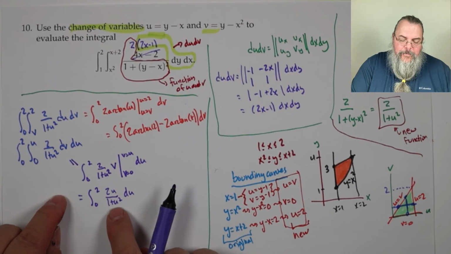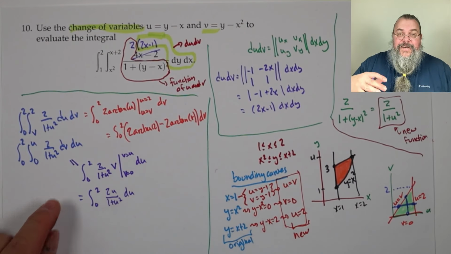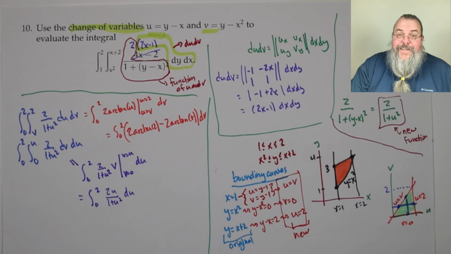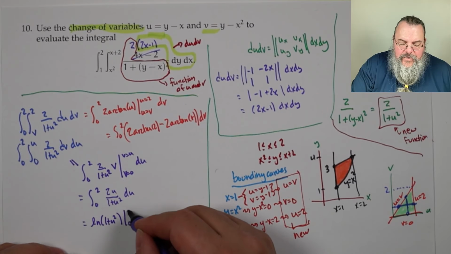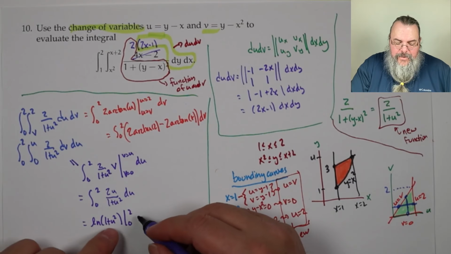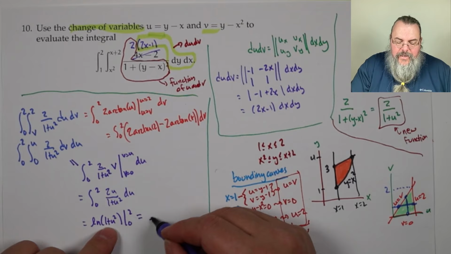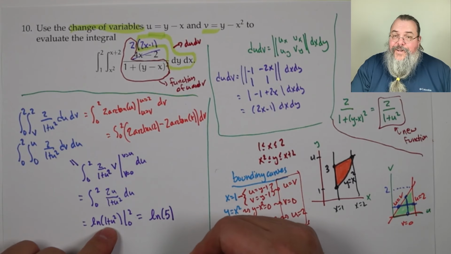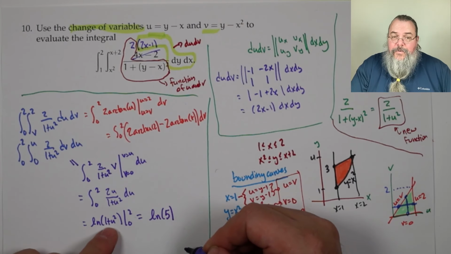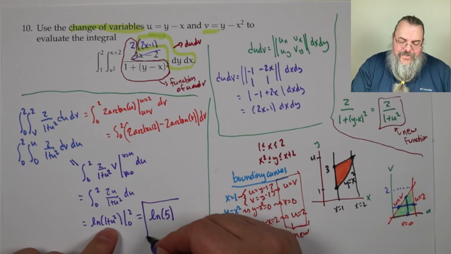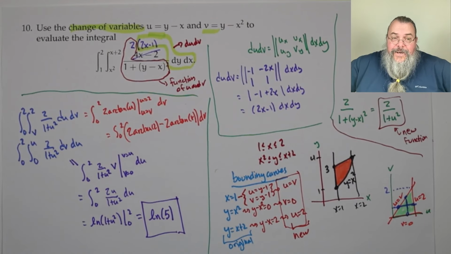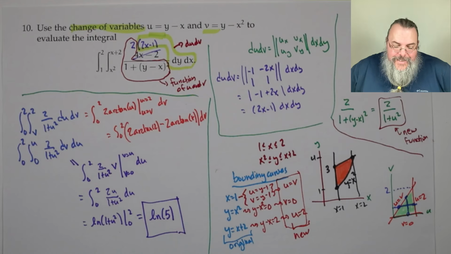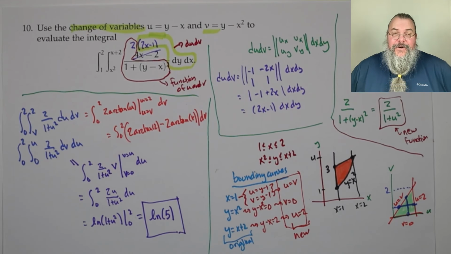If you think about it, the derivative of 1 plus u squared is 2u. So you have the function downstairs, derivative upstairs. This is the natural log of 1 plus u squared, evaluated from 0 to 2. Well, if you plug in u equals 2, 1 plus 2 squared is 5. Natural log of 5. Plug in 0, 1 plus 0 is 1. Natural log of 1 is 0. And so we're done. The answer is the natural log of 5. All right, and there you go. We did it. We did a change of variables, and we evaluated the integral.